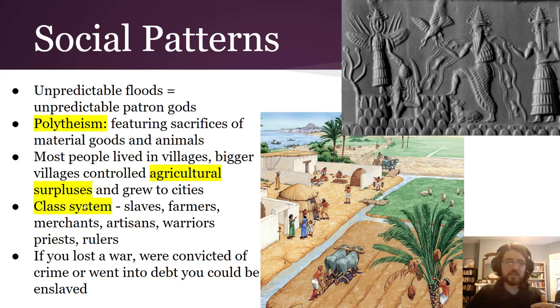In cities, you had class systems. These were organizations of society where some people had more power than others based on what they did. And those were slaves, farmers, merchants, artisans, people who do crafts and such, warriors, priests, and rulers. And that goes from least power to most.